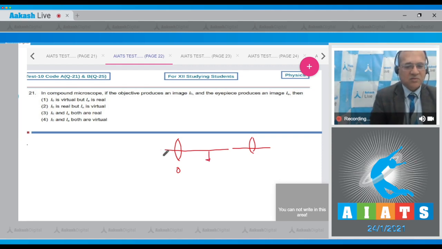It's a real image when the object is situated just outside the focal length, and the second image created by this eyepiece is a virtual one. So your image by the objective is real, enlarged, and by the eyepiece is virtual, inverted. So look at the option that I_O is real and I_E is virtual is the correct option. So the answer to this question is the second one.